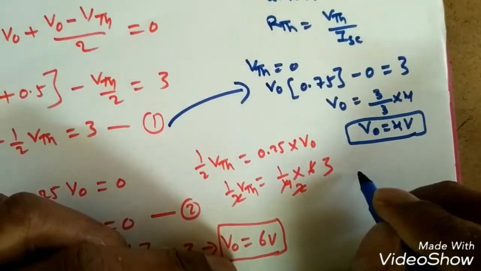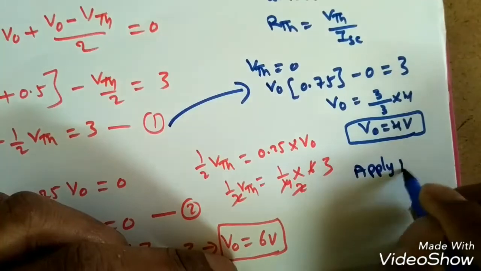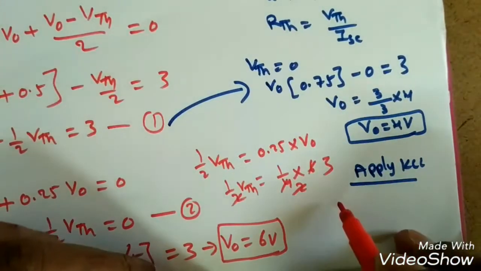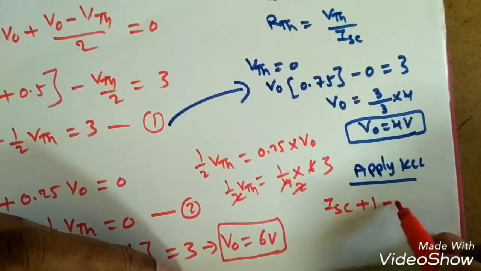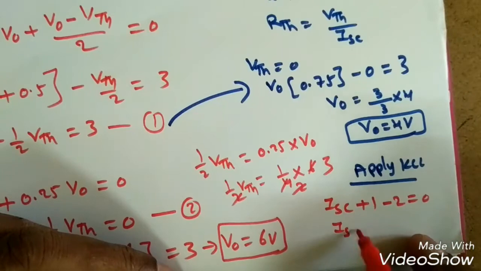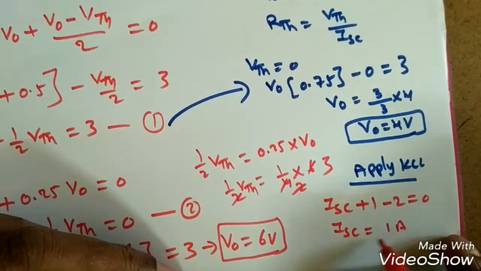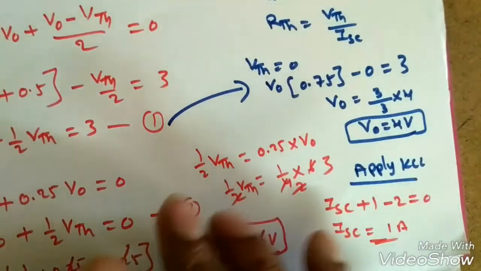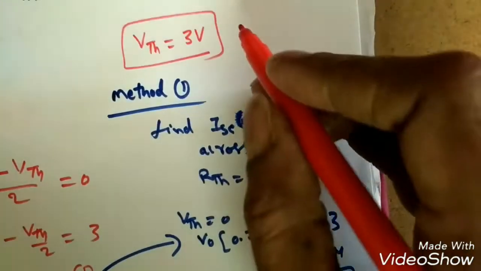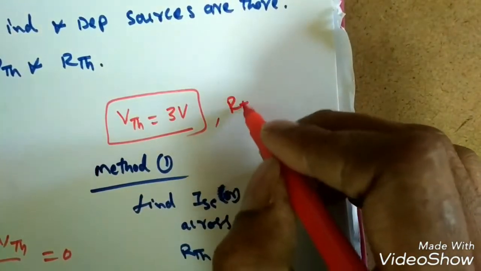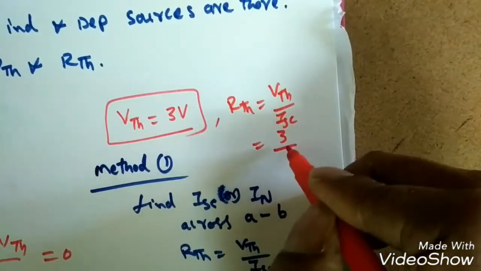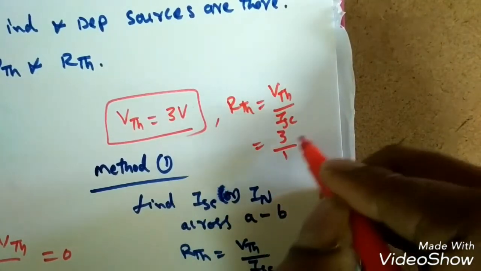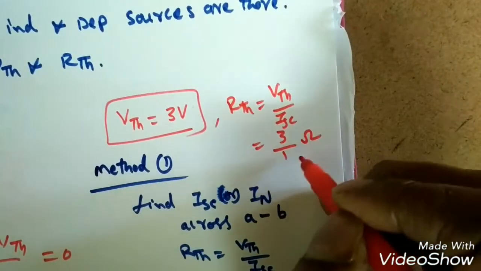So apply KCL at output. ISC is outgoing plus 1 ampere is also outgoing, minus 2 is incoming, so 0. What is ISC? It is simply 1 ampere. Now what is VTH by RTH? VTH we got 3 volts, so RTH is equal to VTH by ISC. So VTH is 3, ISC is 1. So RTH is equal to 3 ohms.